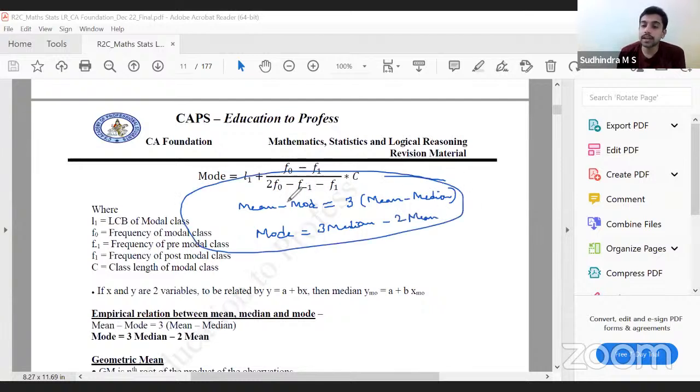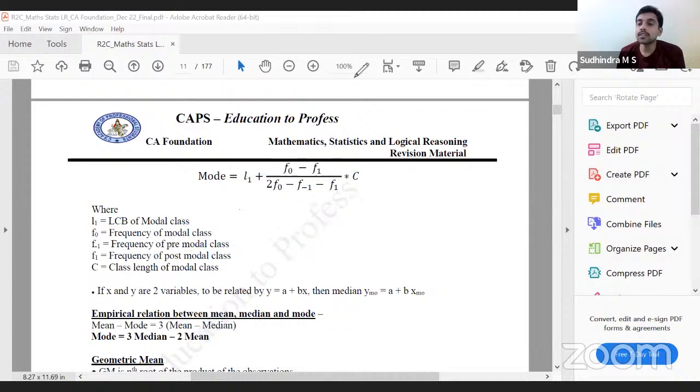So this is the empirical relationship, which is important. We have to remember. So these are the three measures that we have discussed. What are the three measures that we have discussed? Mean, median, and mode. Clear till here? Yes, sir. Yes. Once we have this, we'll move on to the next discussion.